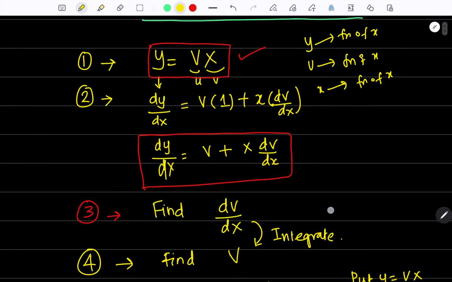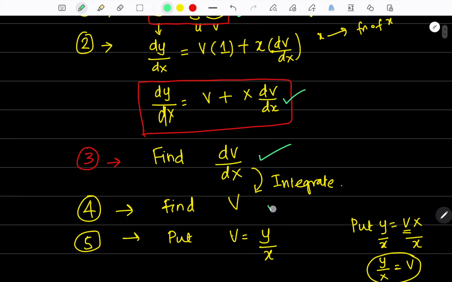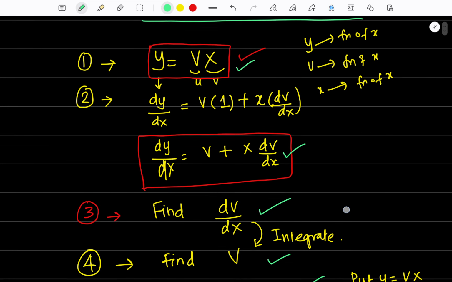Let me tell you again. Step number 1: put y is equal to vx. The second one, put dy by dx is equal to v plus x dv by dx. The third step is to find dv by dx. The fourth step, we are going to find v. And the fifth step, put v is equal to y by x. Okay, so it's clear now, the method. What are the things we are going to do? So why are we going to use the substitution method?